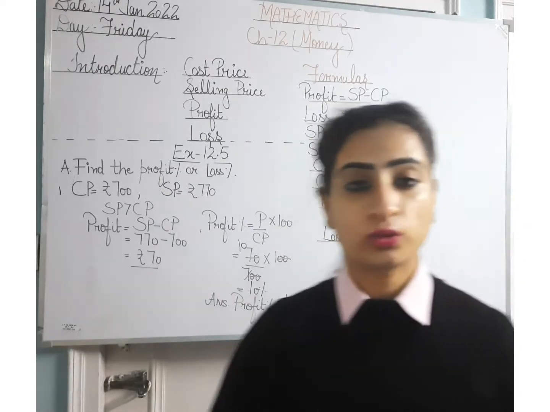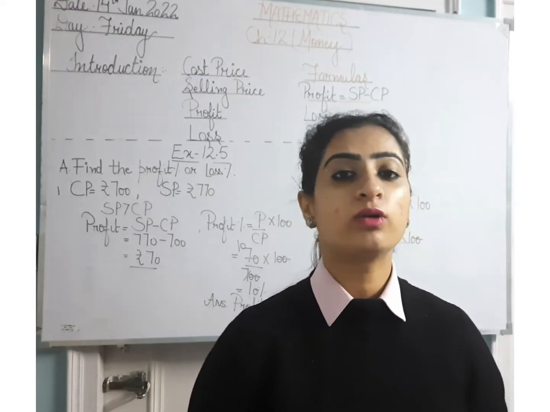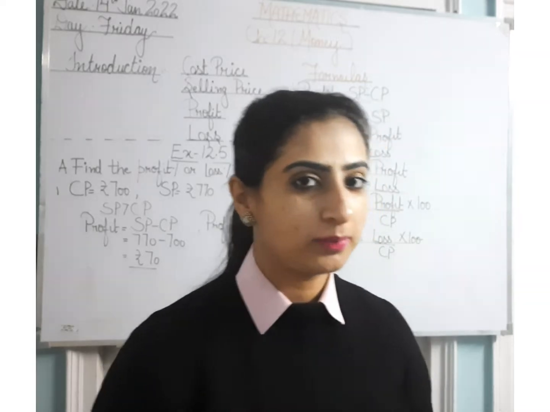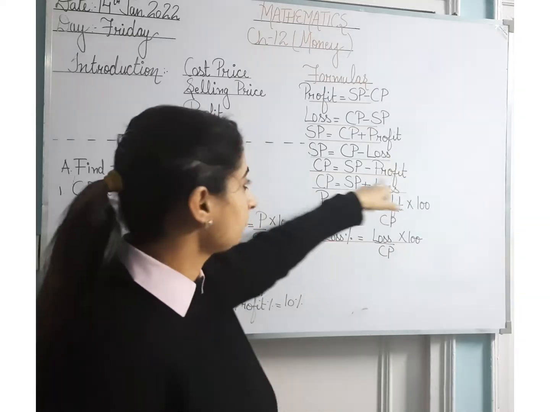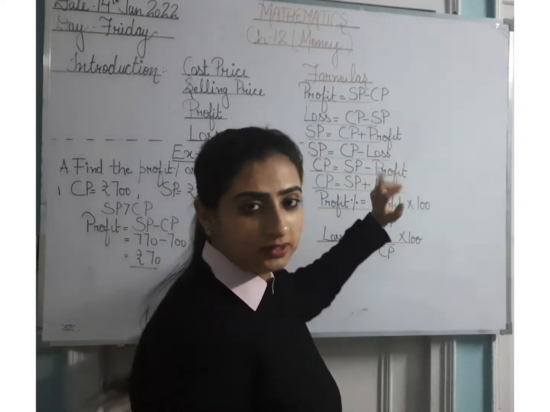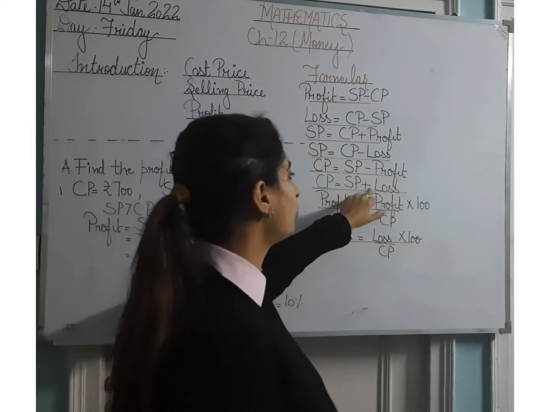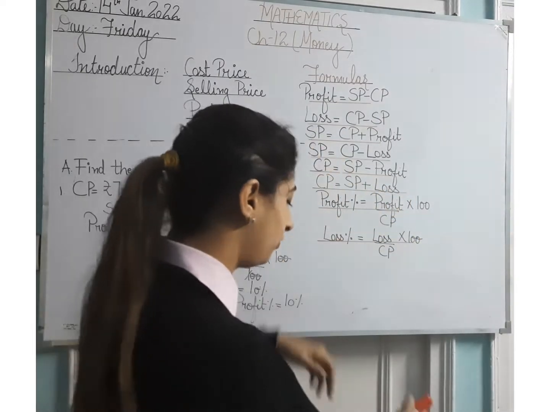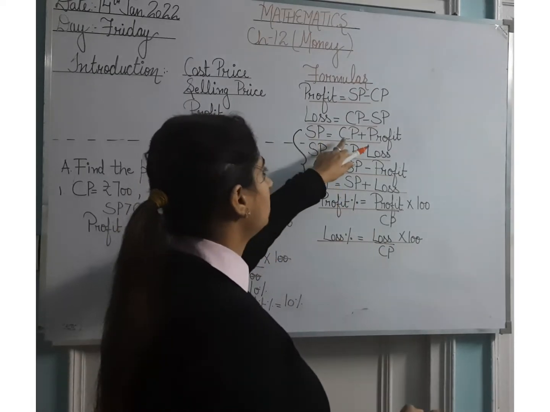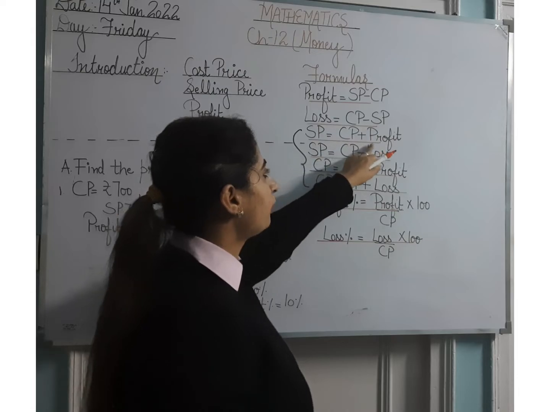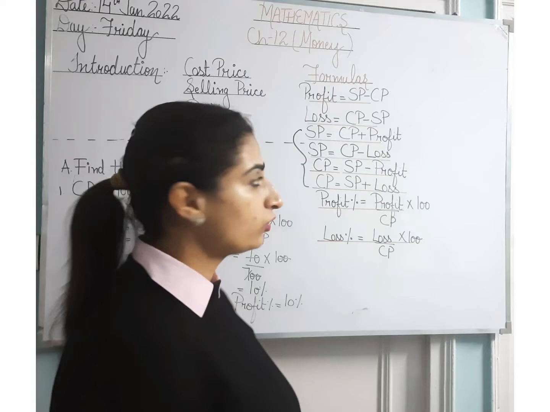Now my dear students, learning the formula is very important, because once you learn the formula, then only you can solve the question. Okay, so you have to learn it by heart. So first formula, SP is equal to CP plus profit. Next, SP is equal to CP minus loss. CP is equal to SP minus profit, and CP is equal to SP plus loss. Now in these formulas, you will be given CP and profit and you need to find SP. You will be given CP and loss, and you will be finding out the SP.